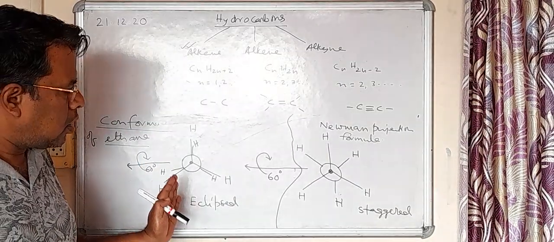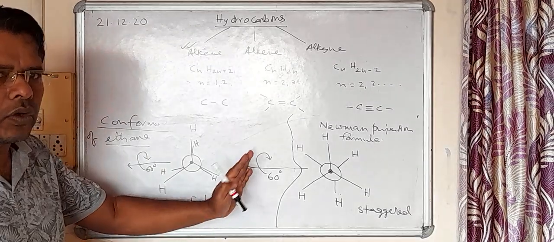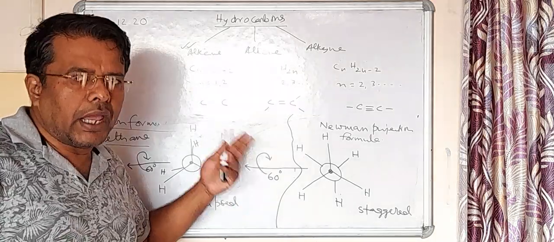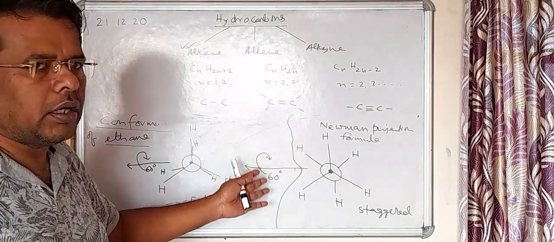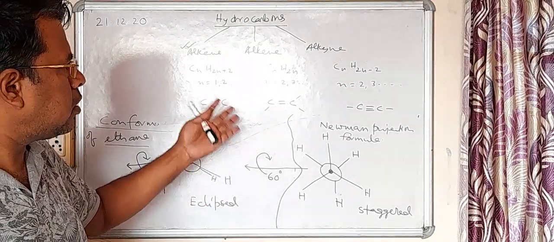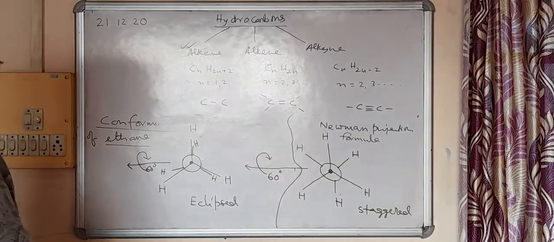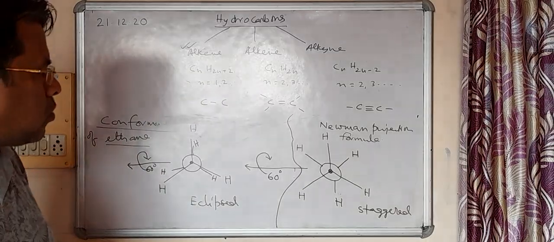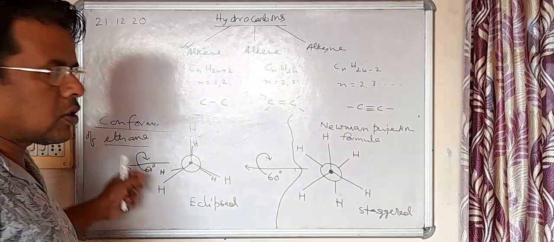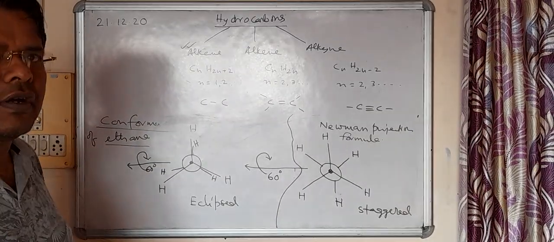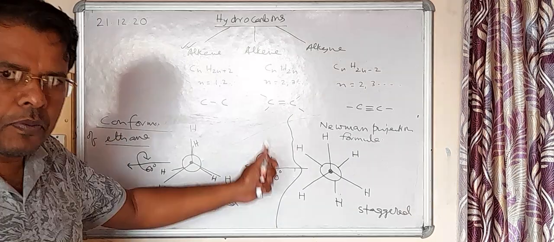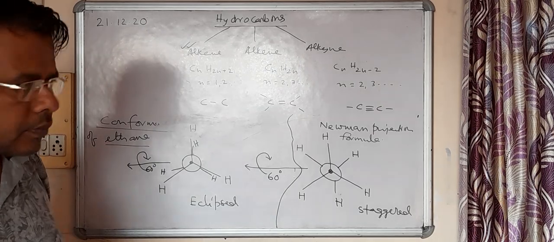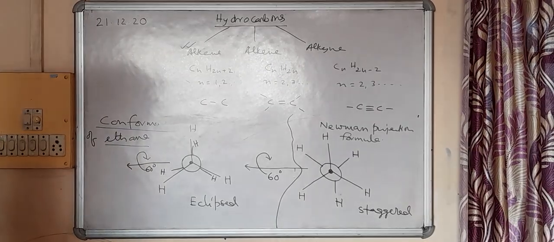Now it is not that we will rotate it by only 60 degrees. We can rotate it by any degree. We can rotate it by 1 degree, 2 degrees, 3 degrees, 4 degrees, 5 degrees, so that those forms also happen. If I ask you how many different forms of ethane are possible, the answer is there are infinite forms. There can be infinite forms of ethane.